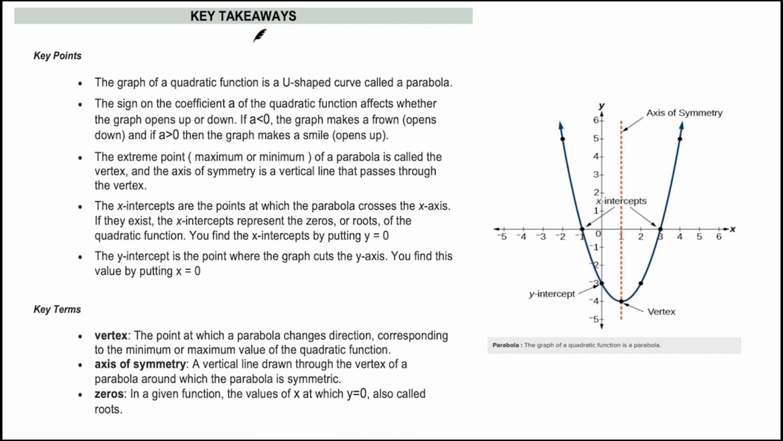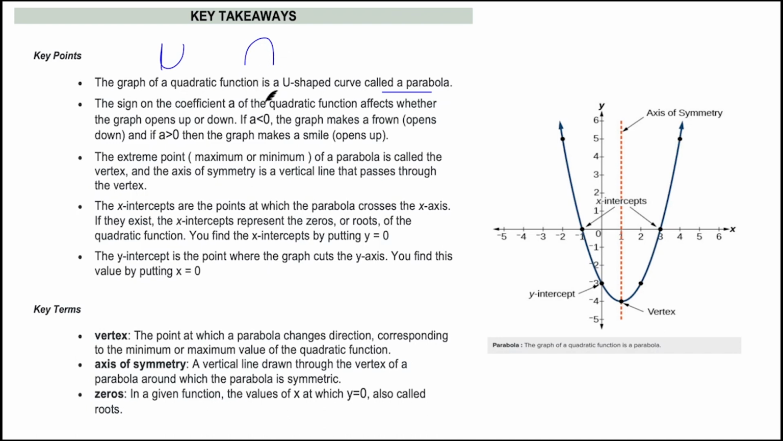Before we move on to the actual graphs, let's familiarize ourselves with some important terms and concepts. The graph of a quadratic function is a U-shaped curve called a parabola. Every quadratic function graph will be a parabola. Its shape will be like this, either a U-shaped graph like this or an N-shaped graph like this. These are basically called parabolas.